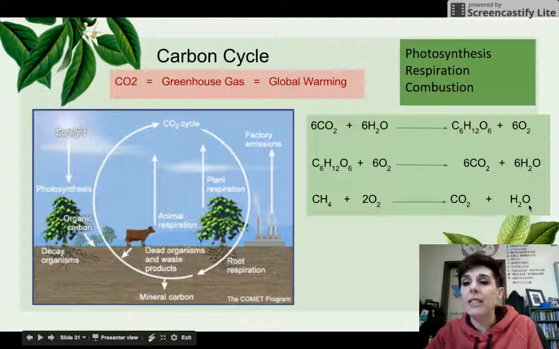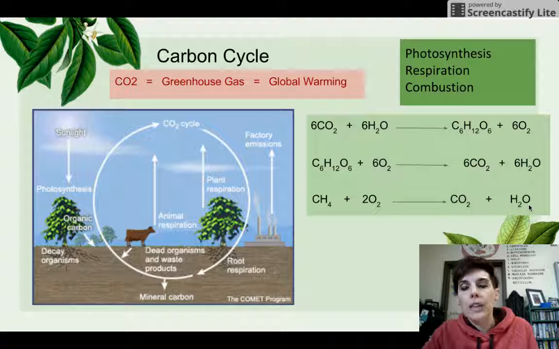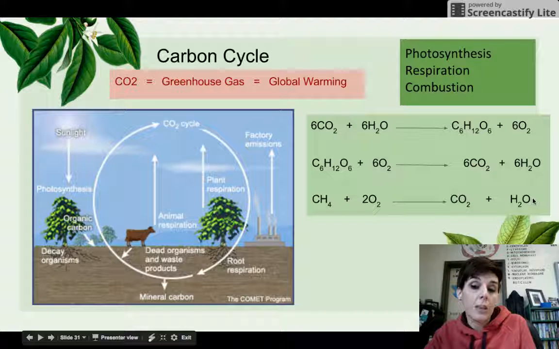Now, if you think way back to Science 10, there were 6 types of reactions that we looked at. We looked at combination or synthesis reactions, decomposition, single replacement, double replacement, acid-base, and we also looked at combustion reactions. Now, this is a combustion reaction.